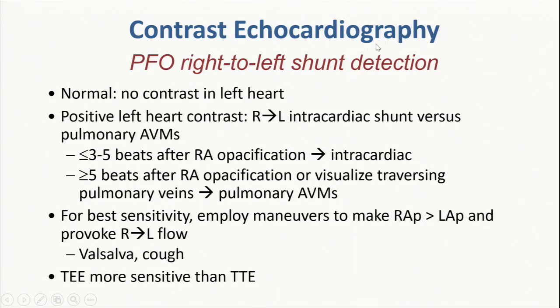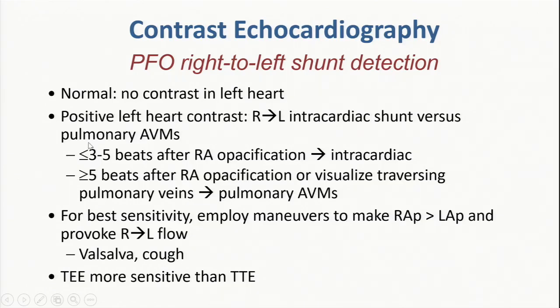A few more words on the PFO right to left shunt detection application. So for normal people, you shouldn't see any contrast make its way over to the left heart. It should all go right atrium, right ventricle, into the pulmonary arteries and get filtered by the lungs. If you have positive left heart contrast, so bubbles made their way into the left heart, left atrium, left ventricle, aorta, that indicates that there's a right to left intracardiac shunt or that there are pulmonary AVMs.